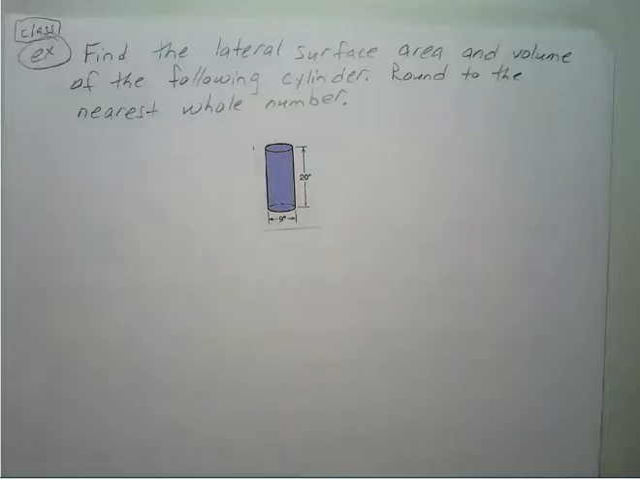We want to find the lateral surface area and volume for the following cylinder, and we want to round to the nearest whole number. Okay, so using the formulas on the previous page, I want you to go ahead and press pause and try to find this on your own. All right, so I'm assuming you've paused it and you've gone ahead and solved this one. So let's go ahead and verify your answer.